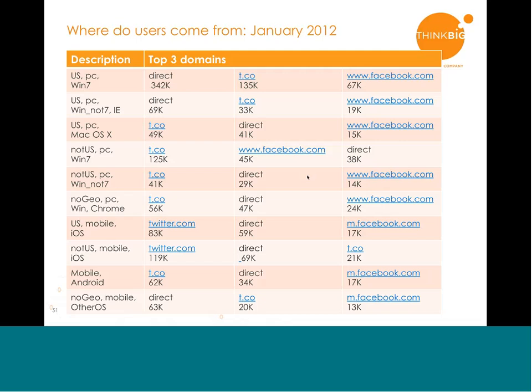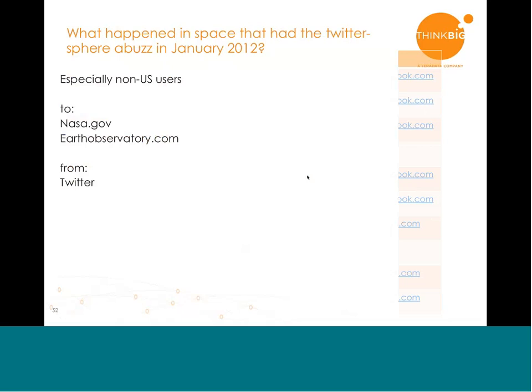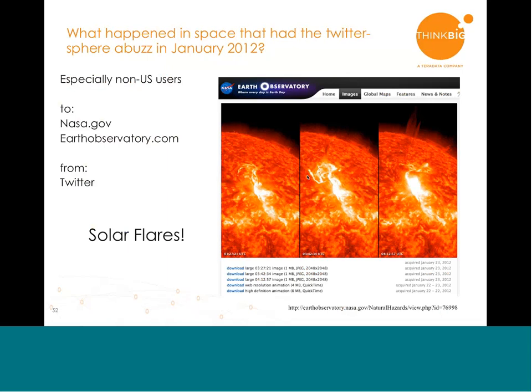The big question that popped up in my mind seeing all this data is what was it that happened out in space that had the Twitter sphere abuzz in January 2012? We saw especially non-U.S. users were coming to nasa.gov and to earthobservatory.com, and they were coming from Twitter. And so I did a little bit of browsing, and it turns out that in January of 2012, there were some massive solar flares. There were some great pictures on Earth Observatory, and so this explains what's driving the traffic, and it gives us some insight into what the users are interested in.